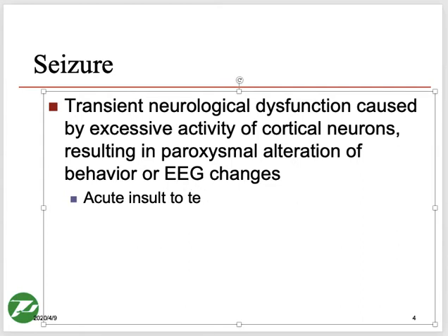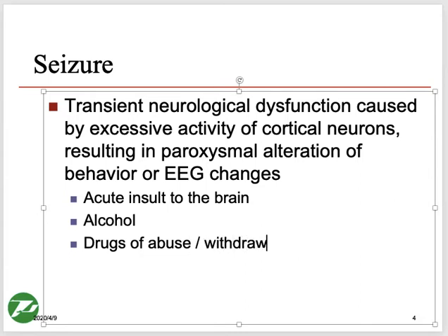Now, this is also very important. It could be due to alcohol. It could be due to drugs of abuse, like cocaine. Drugs of abuse can give seizures. It could be drug of abuse, or it could be a withdrawal from that drug. So many people, when they stop taking those drugs, may experience seizure. So it could be acute insult to the brain, alcohol, drugs of abuse, withdrawal.